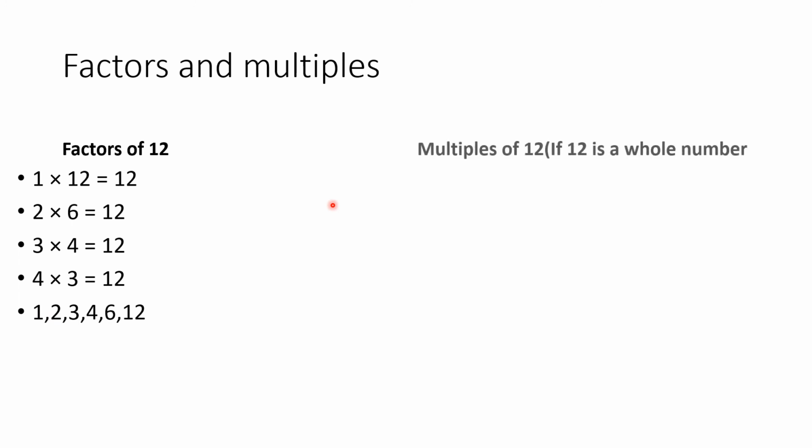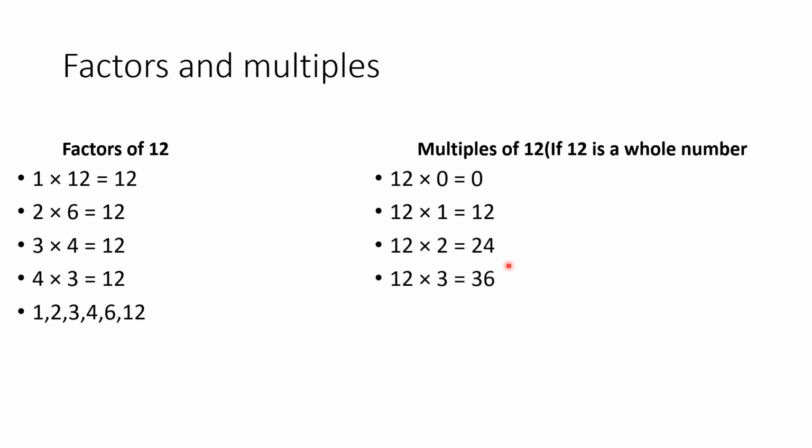Now we will find out multiples of 12. Here I am taking 12 as a whole number. So 12 zeros are 0. Then 12 multiplied by 1 equals 12. Then 12 multiplied by 2 equals 24. Then 12 multiplied by 3 equals 36. So it means 0, 12, 24, 36 and so on. Multiples can be infinite, right? But factors are finite. They are fixed in number.